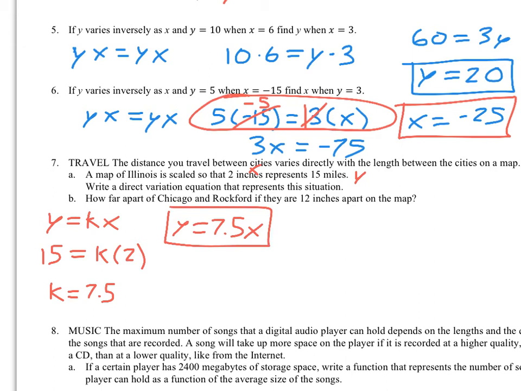How far apart are Chicago and Rockford if they are 12 inches apart on the map? So we're going to plug in. Remember, inches, we made x, so we're going to just plug that in for x. Y equals 7.5 times 12. So the answer is 7.5 times 12 is 84 plus 6 should be 90. 90, and the units are miles.